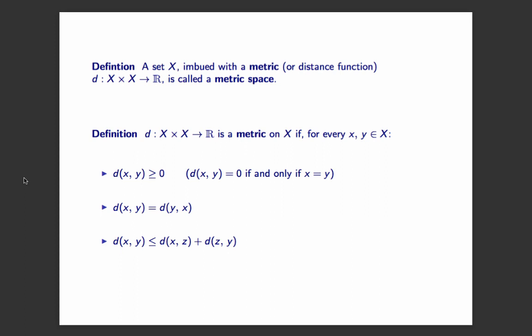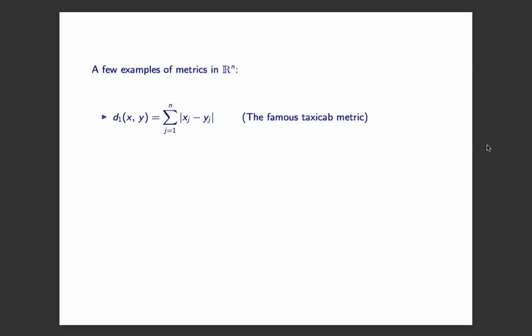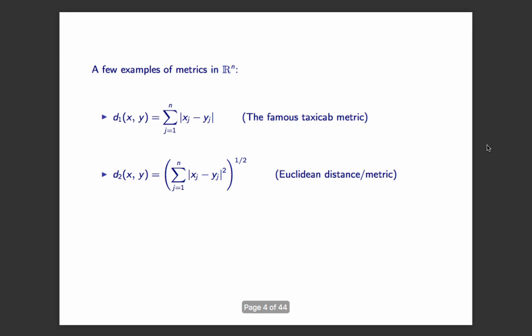Again, we can visualize this inequality as one side of a triangle is less than or equal to the sum of the other two sides of the triangle, which is why this is often called the triangle inequality. So let's give a few examples of metrics in Rn. Well, one we've already talked about, the famous taxicab metric. Another is one that you ought to be familiar with, the Euclidean distance. Of course, we could derive it from Pythagoras's theorem.